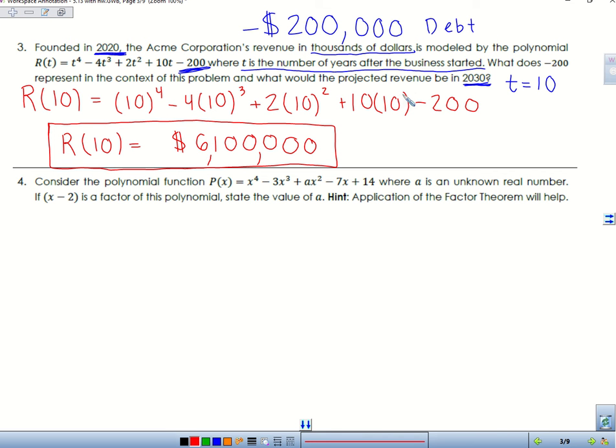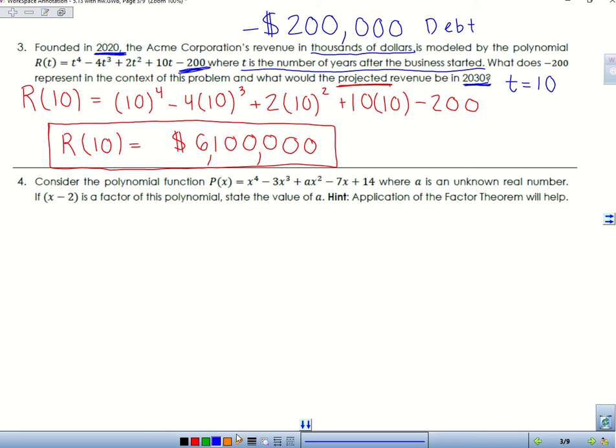Yeah. So while math is a very concrete science, you can still use math to your advantage to make things look better than they possibly could, right? So for example, this is only projected revenue. This doesn't mean that that will be the revenue in 2030. You know what I'm saying? It's just a projection. So there is a difference there. Okay? All right.